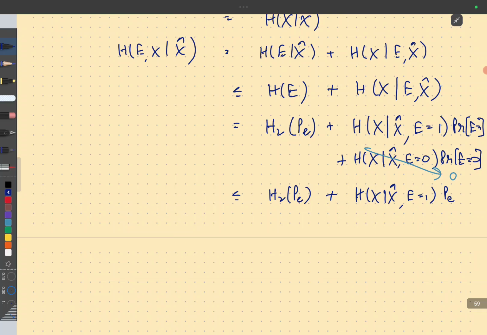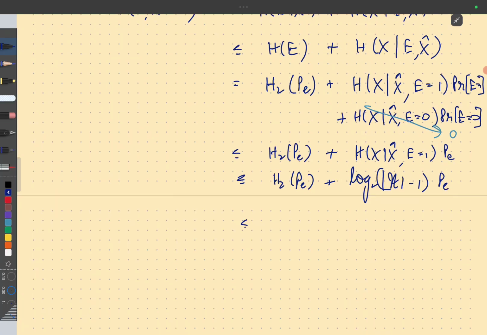And so the entropy of x given x hat and e equal to 1 is at most log cardinality of x minus 1 times pe, which is less than or equal to h of pe plus log cardinality of x times pe.